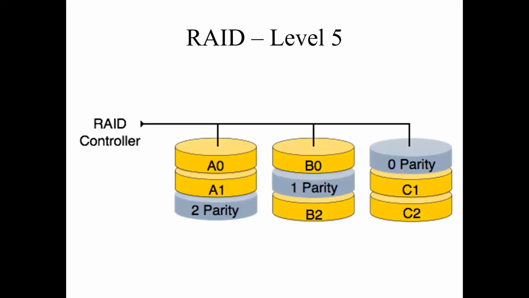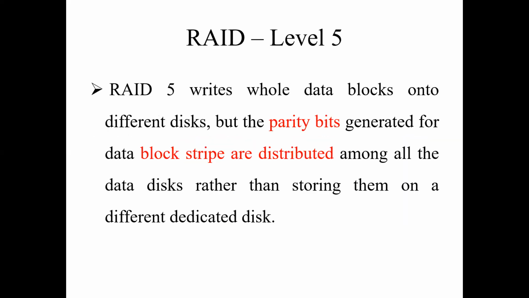And then RAID level 5. RAID level 5 writes whole data blocks on different disks, but the parity bits generated for data blocks are distributed among all the data disks rather than stored on a dedicated disk. It is similar to level 4, but distributes parity among the drives. This can speed up small writes in a multiprocessing system. The performance of RAID 5 is lower than the level 4 array, but the cost per megabyte is the same as level 4.